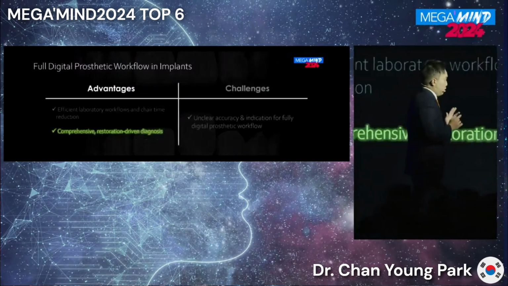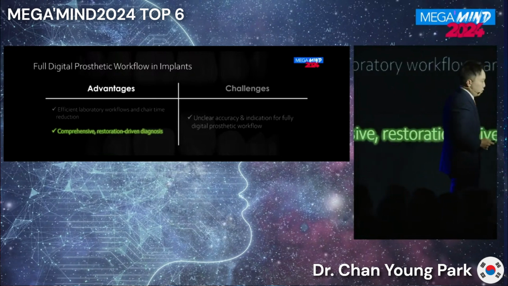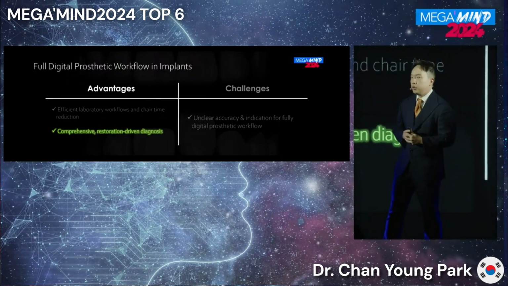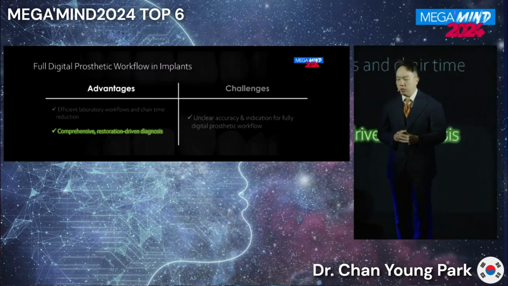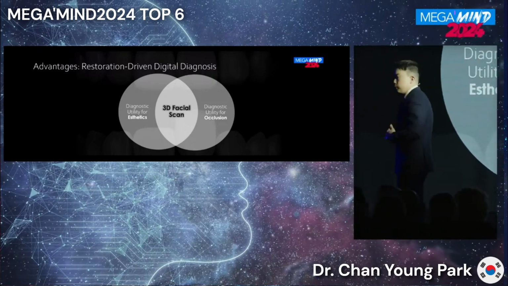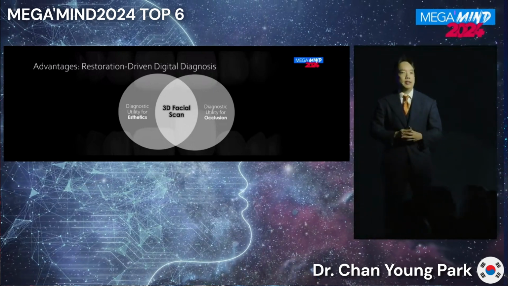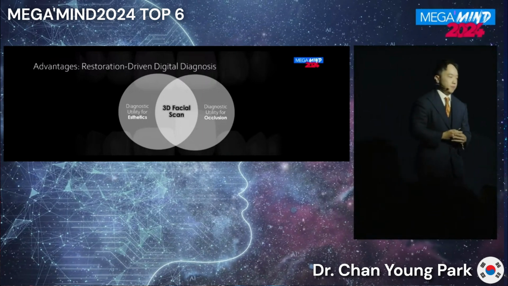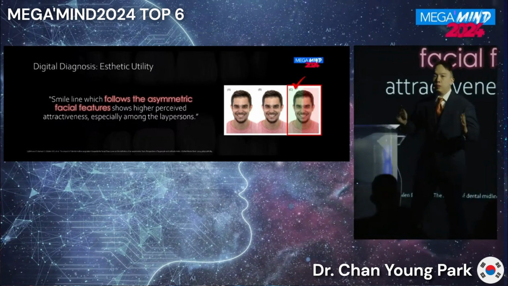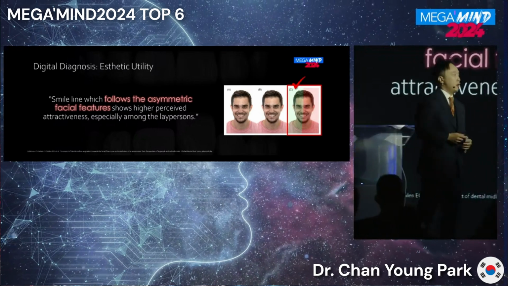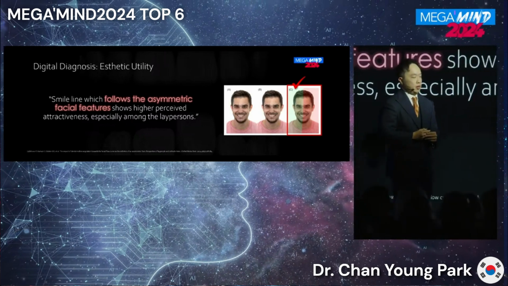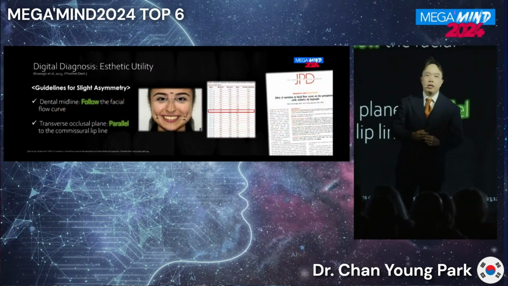And I think another major advantage of the digital prosthetic workflow is that more comprehensive diagnosis in a restoration-driven manner has become possible. And in my opinion, the development of the 3D facial scan has played a major role in this, in both aesthetic aspect and occlusal aspect. So if you look at the aesthetic aspect, when we design the optimal smile for patients, it is clear that we should consider their asymmetrical facial features. And some studies recently have given us some guidelines on this.